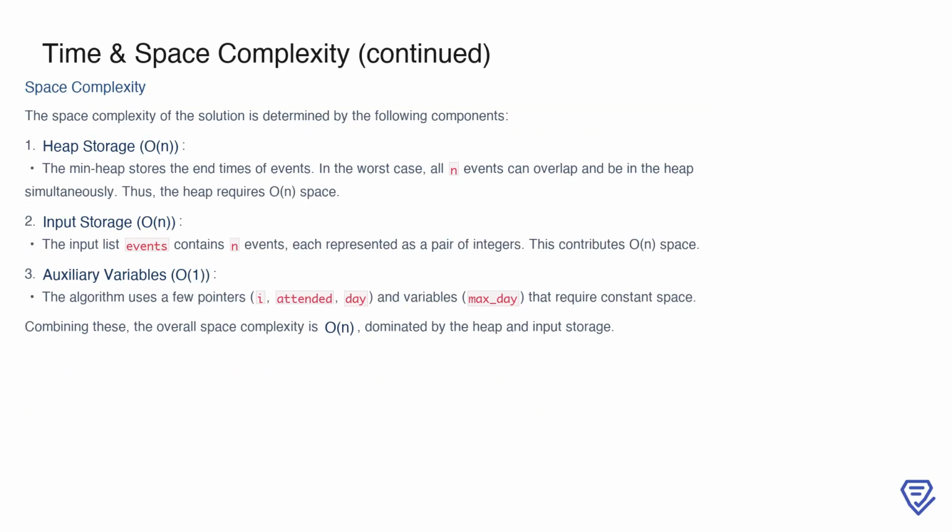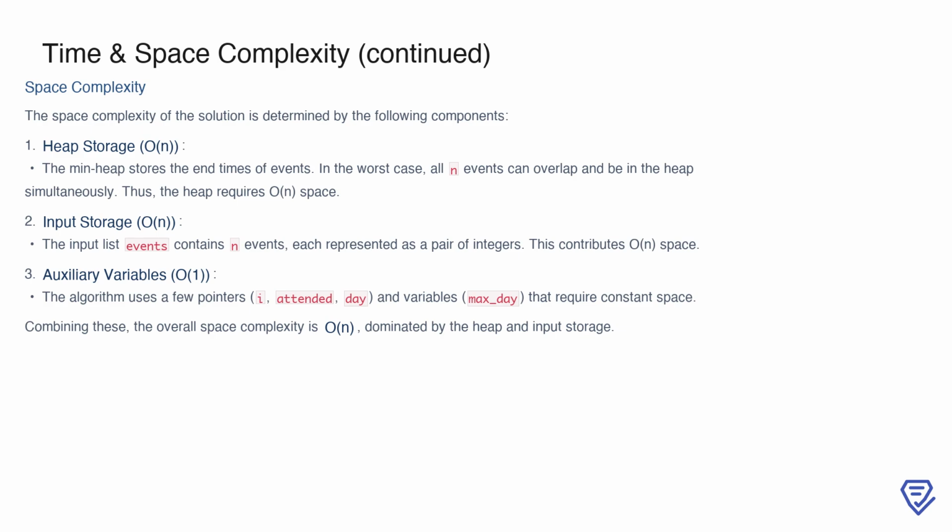The space complexity of this solution is determined by 3 main components. First, the min heap, which is used to store the end times of events. In the worst case, all n events could overlap, causing the heap to hold all n elements at once, contributing n to the space complexity.